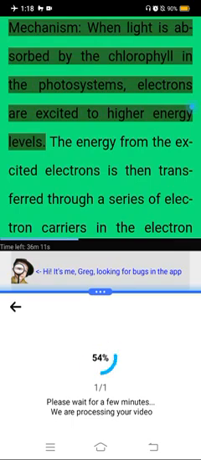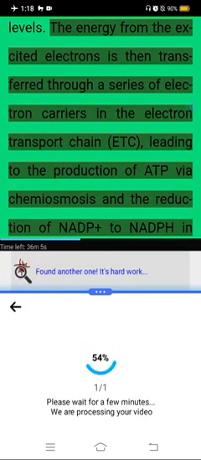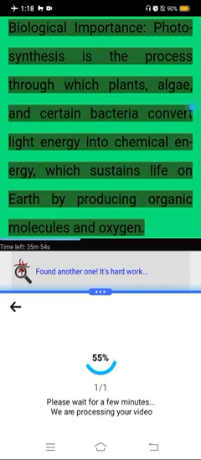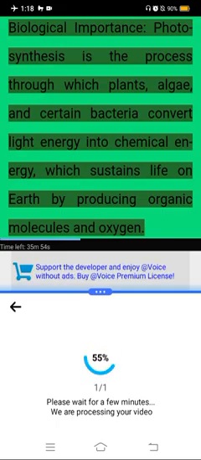Mechanism. When light is absorbed by the chlorophyll in the photosystems, electrons are excited to higher energy levels. The energy from the excited electrons is then transferred through a series of electron carriers in the electron transport chain, ETC, leading to the production of ATP via chemiosmosis and the reduction of NADP+ to NADPH in the stroma. Biological importance. Photosynthesis is a process through which plants, algae, and certain bacteria convert light energy into chemical energy, which sustains life on Earth by producing organic molecules and oxygen.